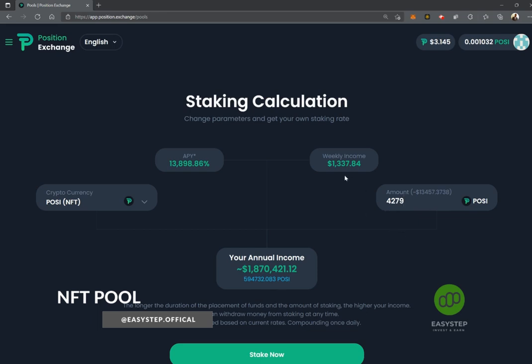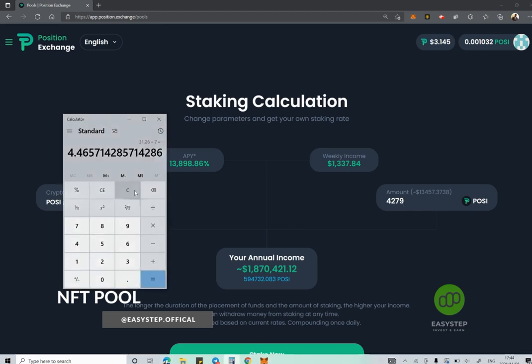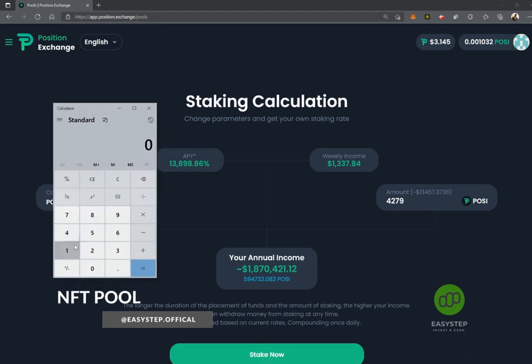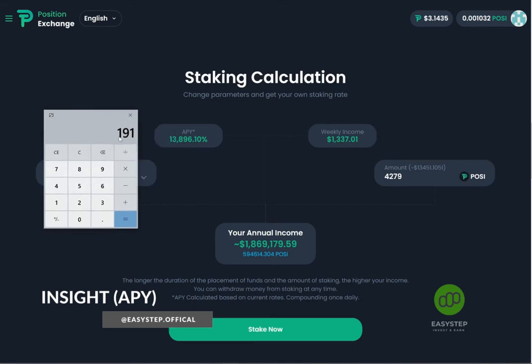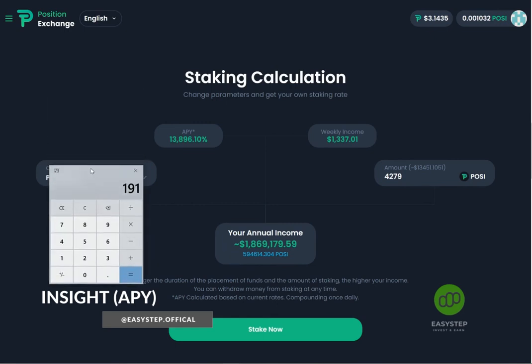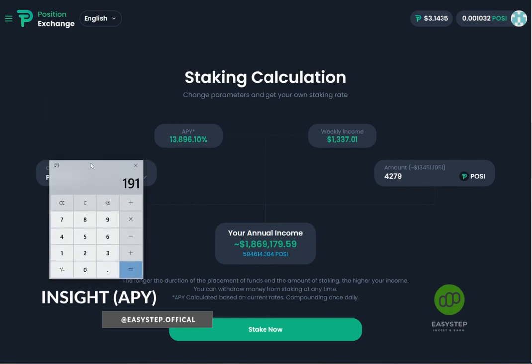Now, in my case, I have 4,279 POSI. That means I'm earning $1,337 per week. And we put that in here to find out how much I'm earning per day. 1,337 divided by 7. That means I'm earning $191 per day. And the reason I'm earning so much is because the price of POSI has went up. Okay, so right now I'm earning $191 per day.